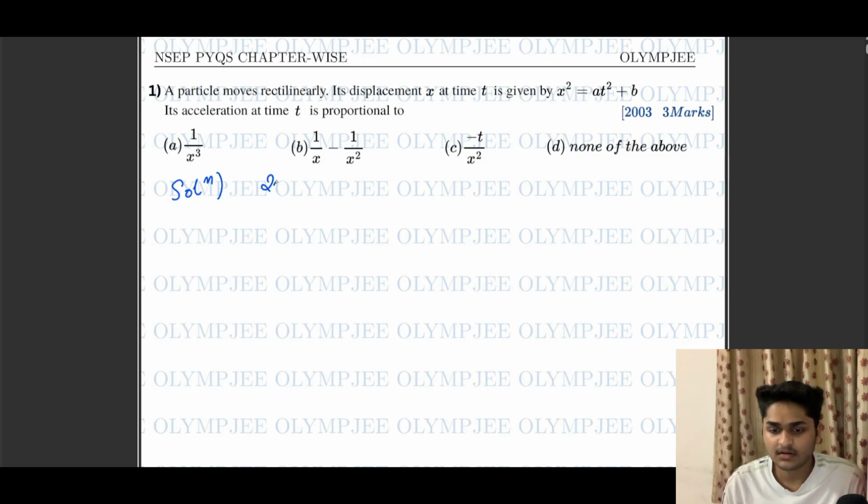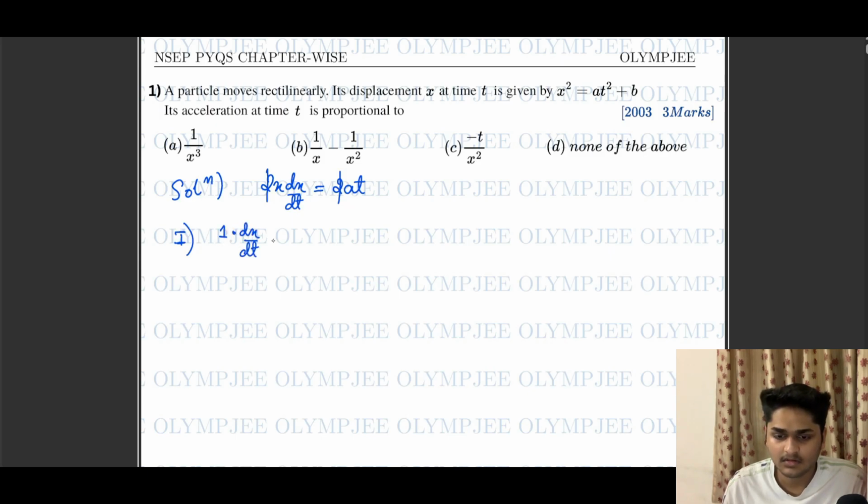We will get 2x dx by dt. Don't forget the dx by dt because we are differentiating in terms of time and not differentiating in terms of x. So let's cancel 2 from both sides. Now we can proceed in two ways. Either we can differentiate this equation once more as it is. So this will become 2 dx by dt.